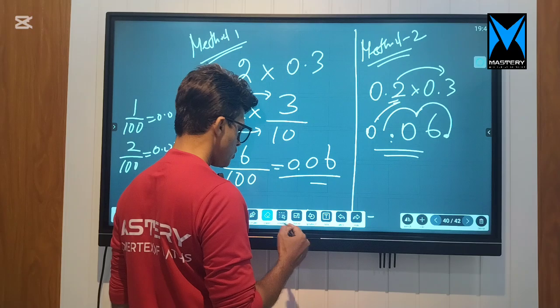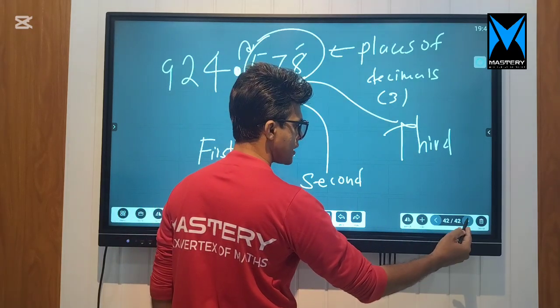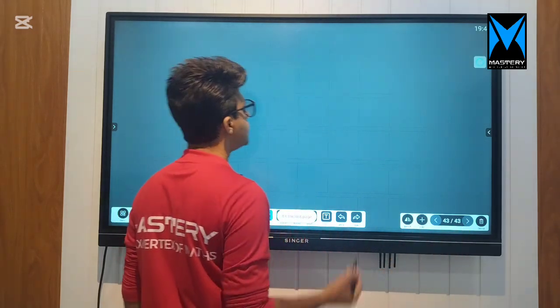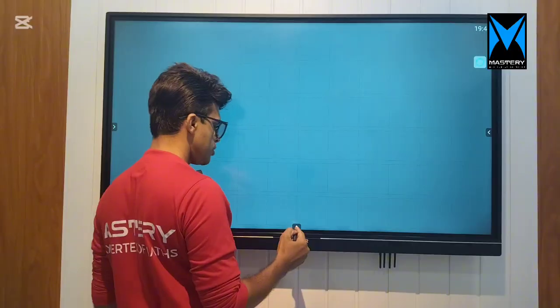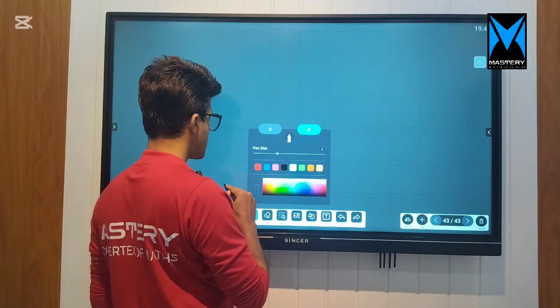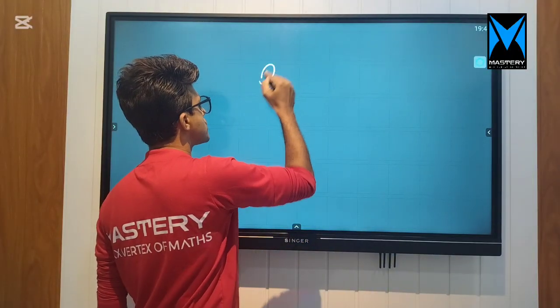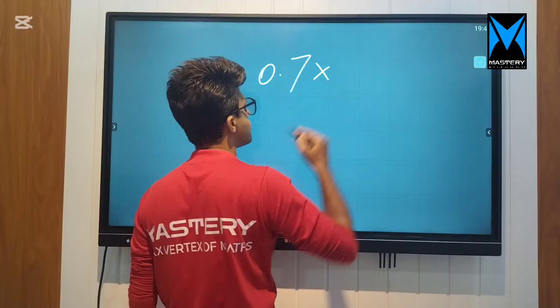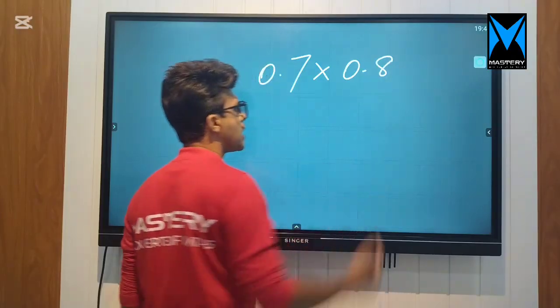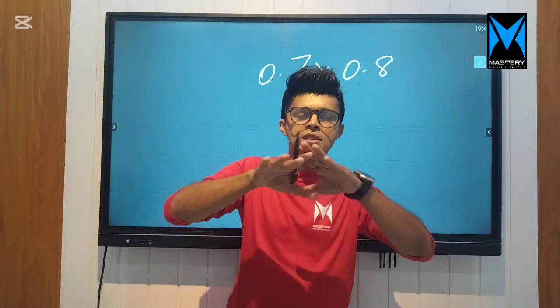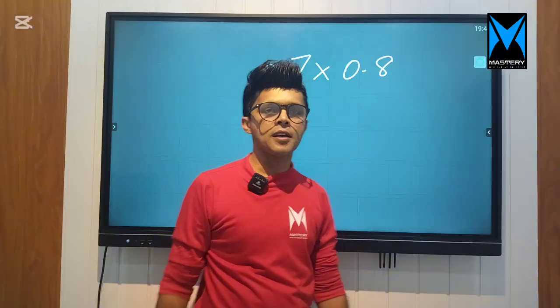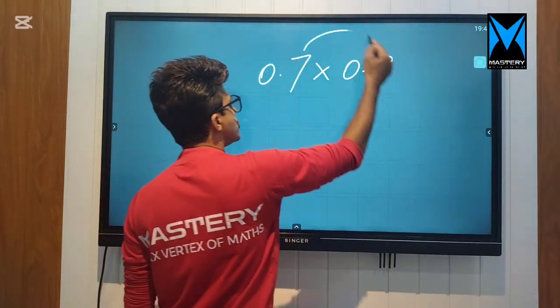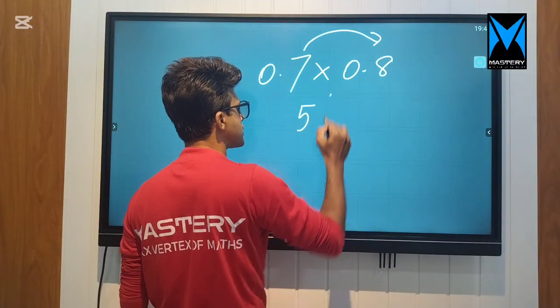Okay? I'll teach you more questions. You need to use the second method, right? I suggest you use the second method. 0.7 into 0.8. How can you do this? Without considering decimal points, you multiply. 7 times 8 is 56.